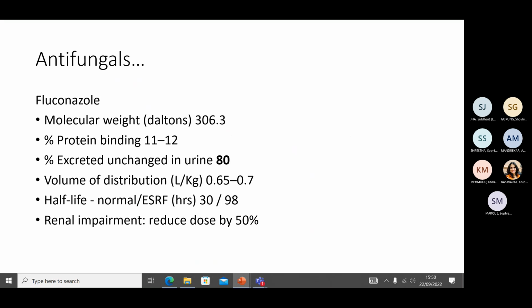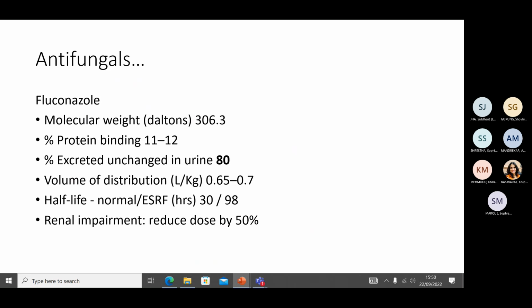Thank you. Next. So antifungals, fluconazole is of 306 Daltons. It's only 11% protein bound, so that's not much. It is excreted in the urine. It has a low volume of distribution and half-life is 30 hours in normal patients and 98 in end-stage renal failure. And in renal impairment, we technically half the dose. Whatever dose you wanted to give, just give half in renal impairment.